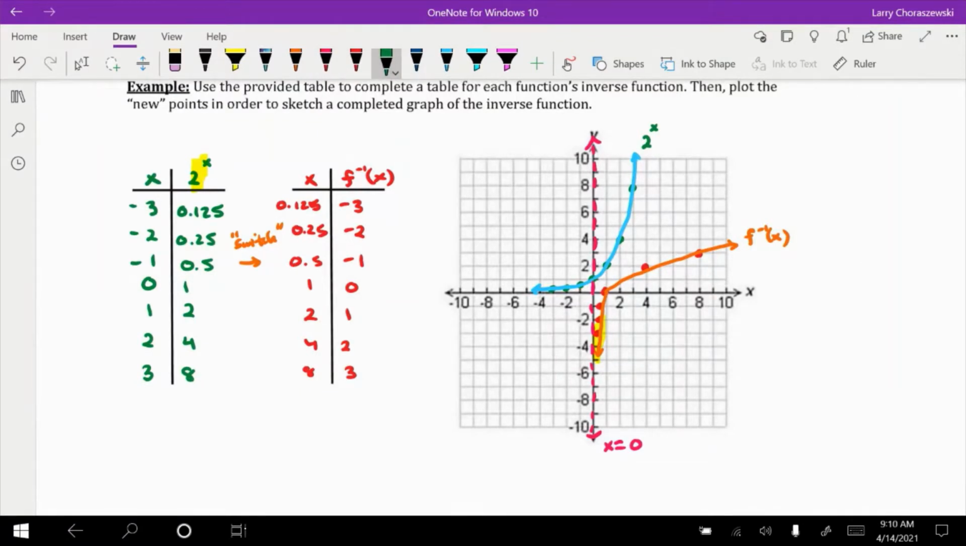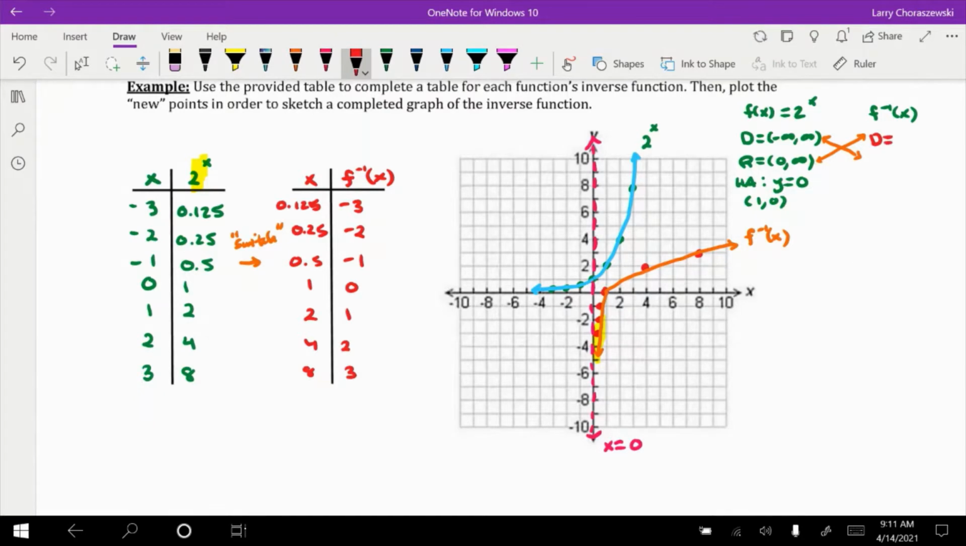Now with the function 2 to the x, the domain was all real numbers. The range was 0 to infinity. The horizontal asymptote was y equals 0, and it contained the point 1 comma 0. Let's look at the specs of the inverse function. You may recall that when we switch the x and y values to get from the regular function to the inverse function, the domain and range switch. So the range of the original function becomes the domain of the inverse, and the domain of the original function becomes the range of the inverse.